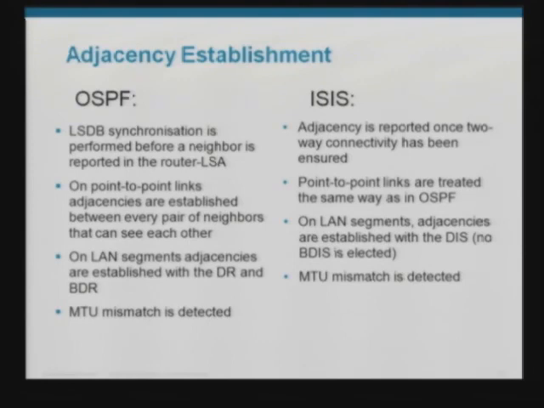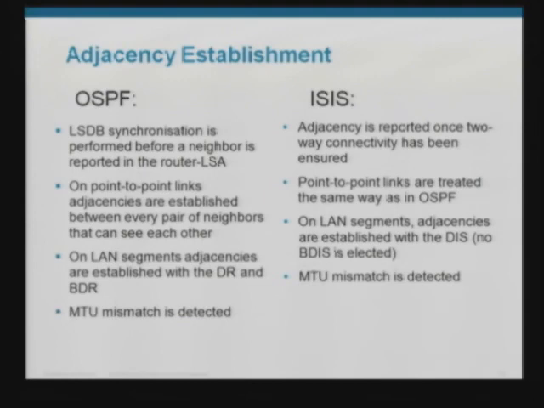Comparing this with ISIS, adjacency in ISIS is reported as soon as they see each other, or you can say equivalent to the two-way state. As long as you're two-way in ISIS, you will be able to see each other, and you will be able to use that information from the routing perspective. Point-to-point works the same way as in OSPF. Similarly, on the LAN segment, ISIS has a designated router, which is called DIS, and everybody sends their information to the DIS, and there is no backup designated router.